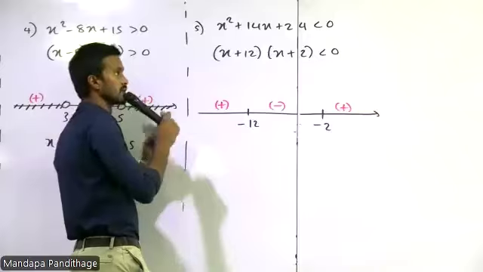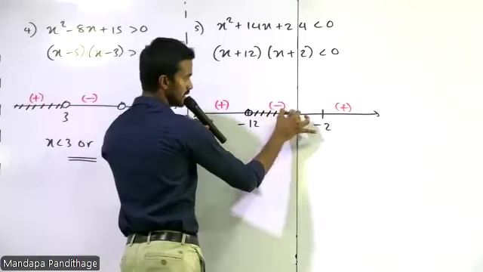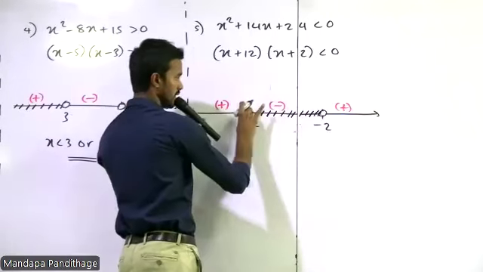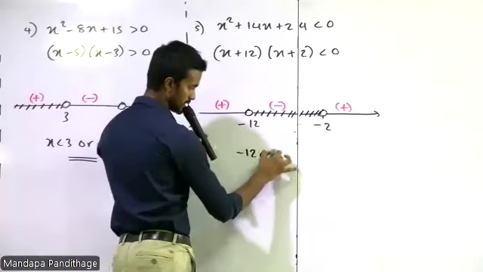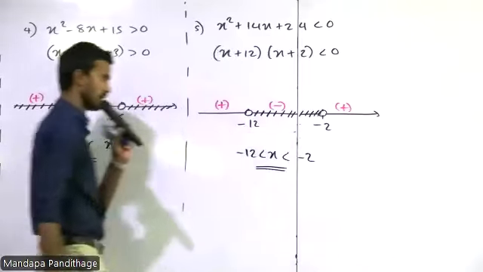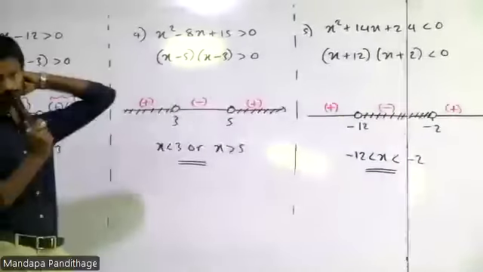So in this case, I'm required to find the region that is negative. And then it is clear. You can write your final answer: x is greater than minus 12 and less than minus 2. Okay, hands up who got these three answers. This one and this one you got it.